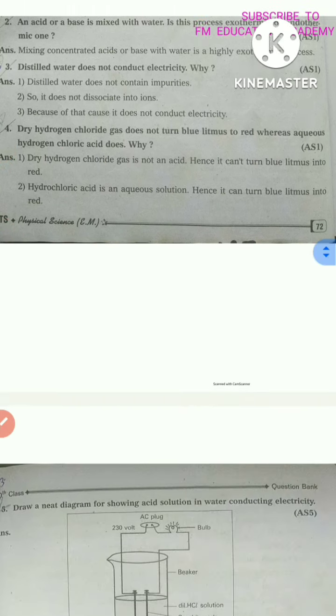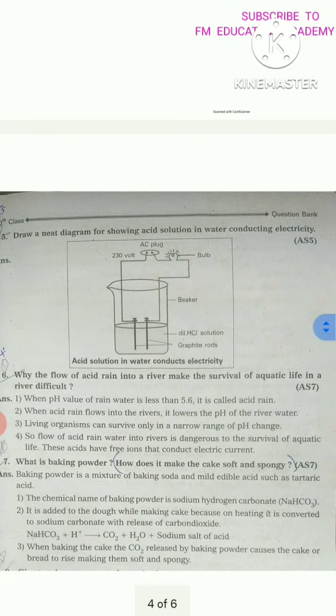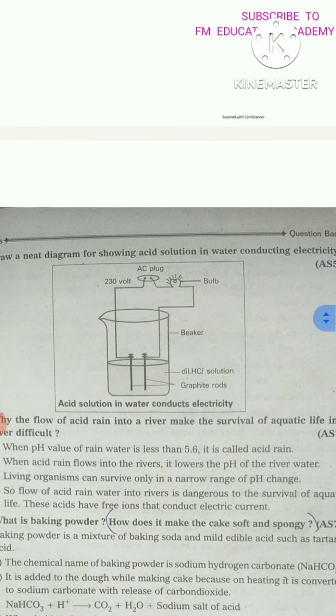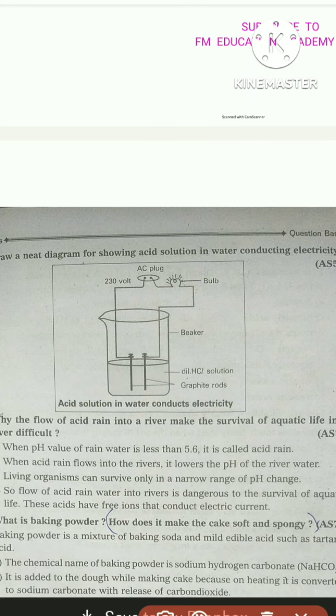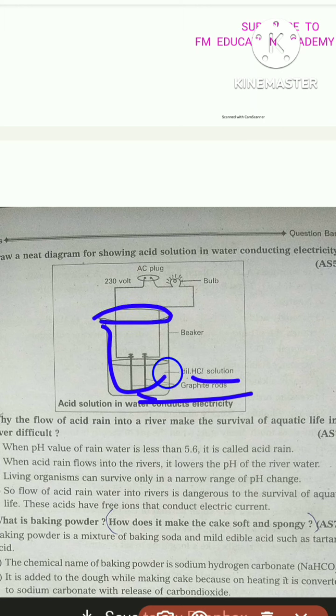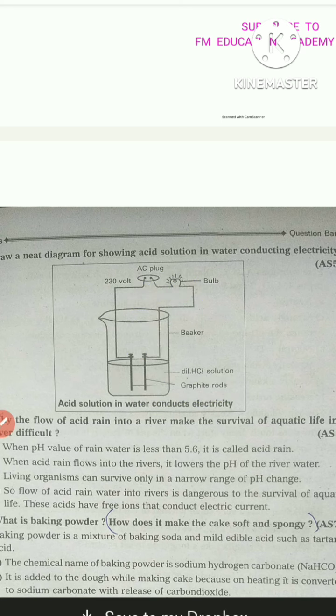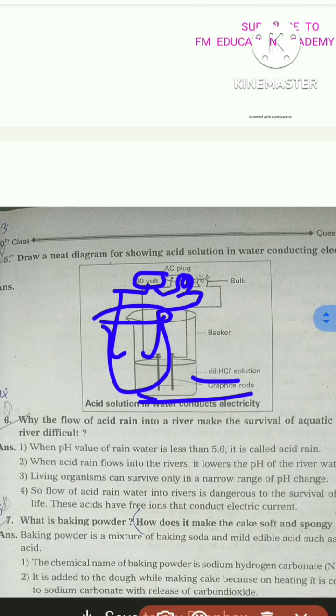Third question is on this page. Draw a neat diagram for showing acid solution in water conducting electricity. So in this diagram, if you carefully observe, what all do you have here? You have 2 electrodes, and those 2 electrodes are called graphite rods, and we have dilute hydrochloric acid solution. We have a beaker, and we have wires connected to the graphite rods, and to that a bulb is connected, and that is connected to an AC supply of 230 volts. So this setup shows the acid solution in water conducts electricity.